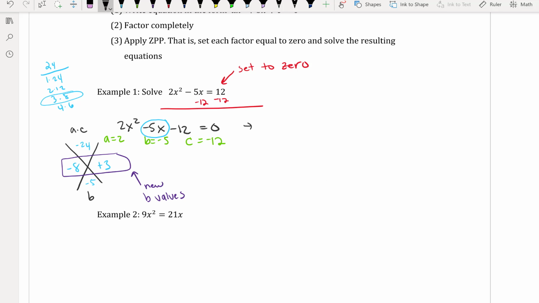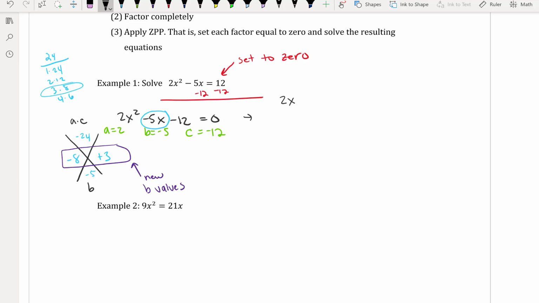So I'm going to rewrite this as my 2x squared, and since that middle term is now a negative 8x and a positive 3x, and don't forget that I have my minus 12 equal to 0. I'm going to split it in half. The first two terms have a 2x in common, so I'm left with an x minus 4. Then I have a positive 3 times x minus 4 equal to 0. So it factors as x minus 4 and 2x plus 3.